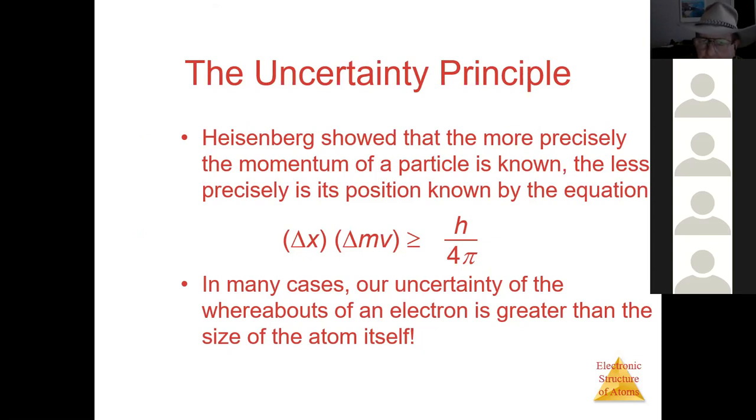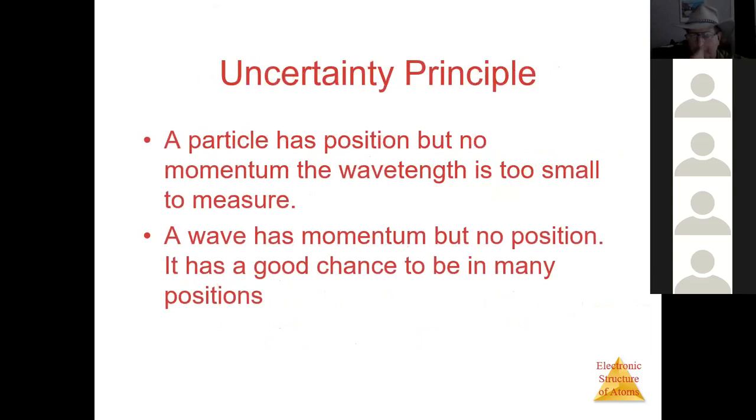And in certain cases, if we're really looking at this, we don't know where the electron is in regard to even where it's located on the atom. The electron can be further away from the atom than the size of the atom itself. A particle has position but no momentum. The wavelength is too small to measure. On the other hand, the wave has momentum but no position. It has a good chance to be in many positions.